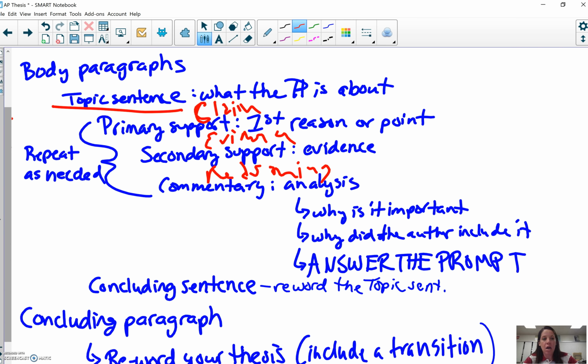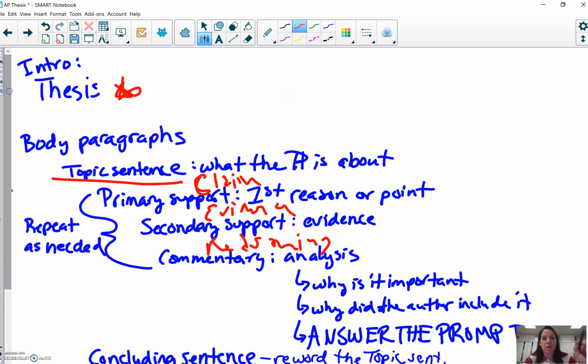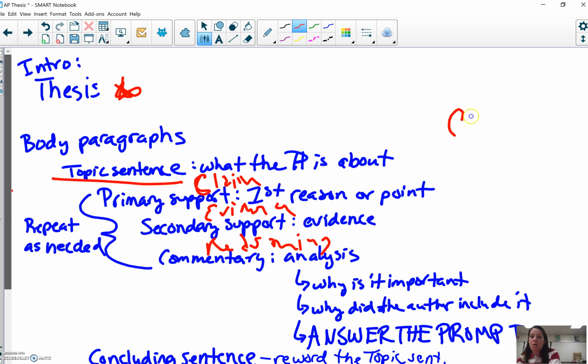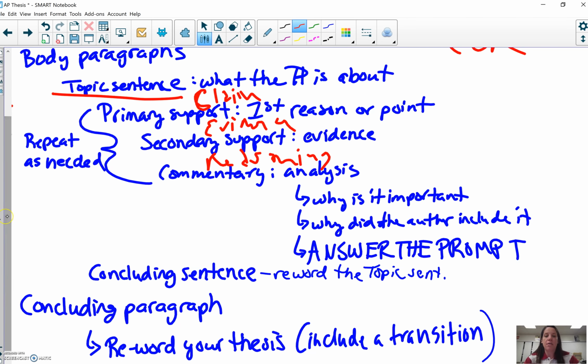Okay? So again, our format is: intro is our thesis. Remember those rules of thesis. Then we're going to have our body paragraphs that have a topic sentence with claim, evidence, and reasoning. So our SIR. Okay? You're going to do that as many times as you feel necessary, and then you're going to have your concluding sentence, which you reword the topic sentence, and then you're going to have a concluding paragraph where you want to reword your thesis. These are the parts of your timed writing that I'll be looking for tomorrow.